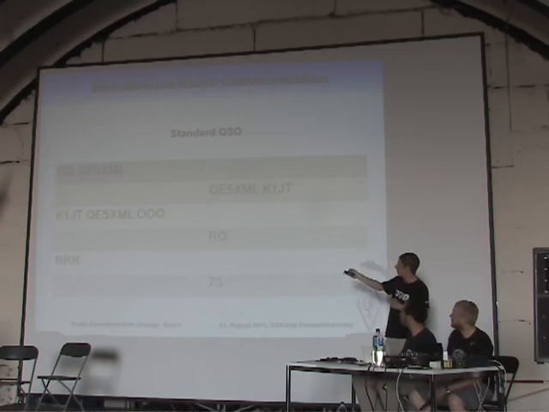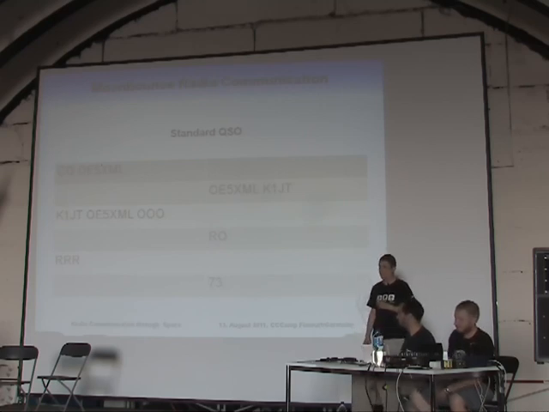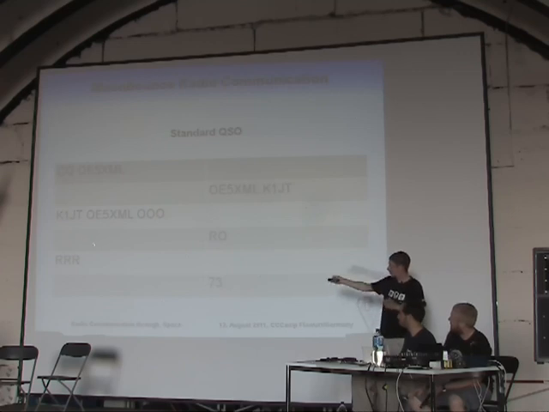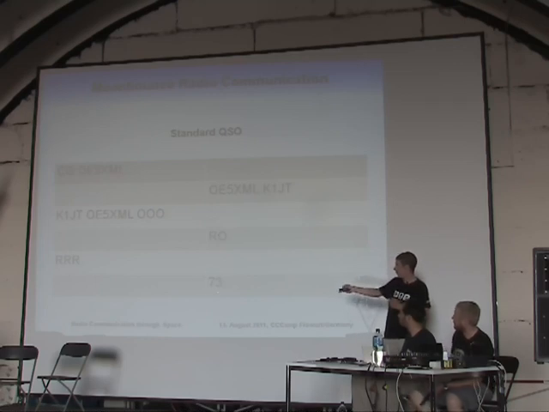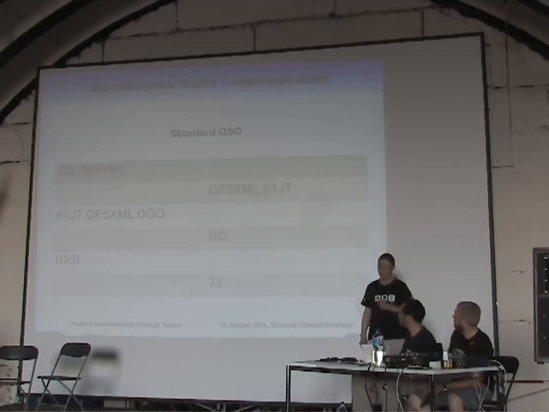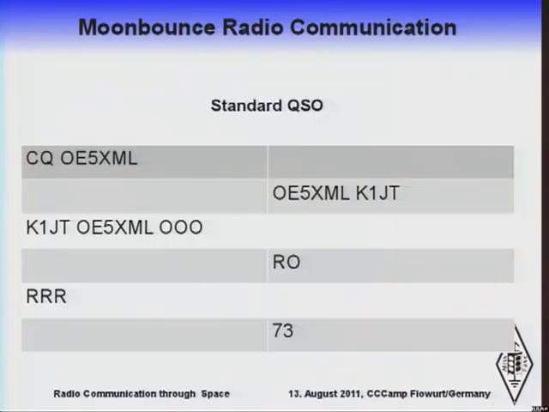The next thing K1JT would transmit is RO, like Roger. And the last thing you need to end an Earth-Moon-Earth communication is the Roger, Roger, Roger on the end. Normally, you're also transmitting 73. That's like greetings to the other station. So that would be a standard QSO over the moon.